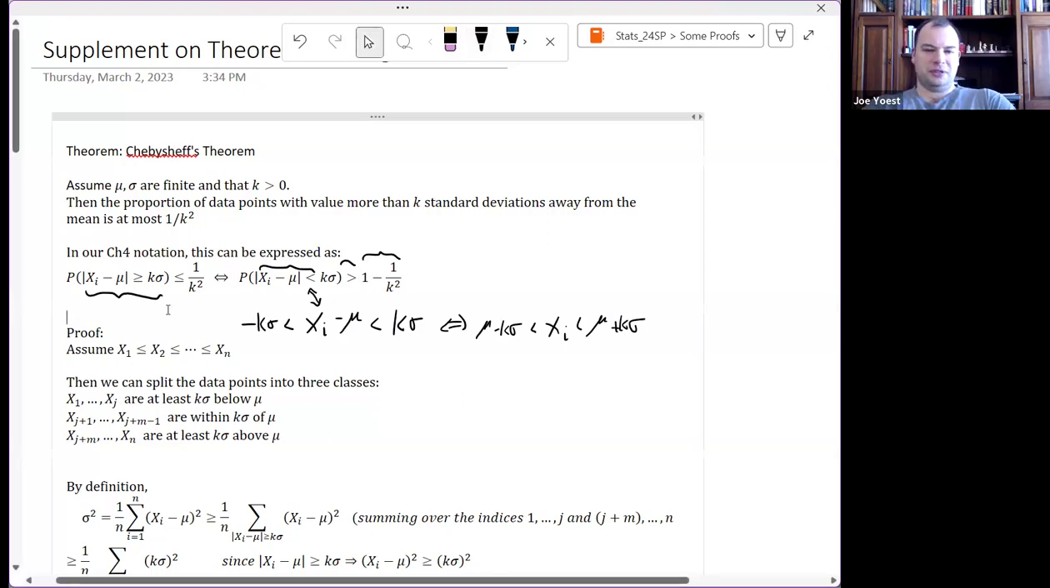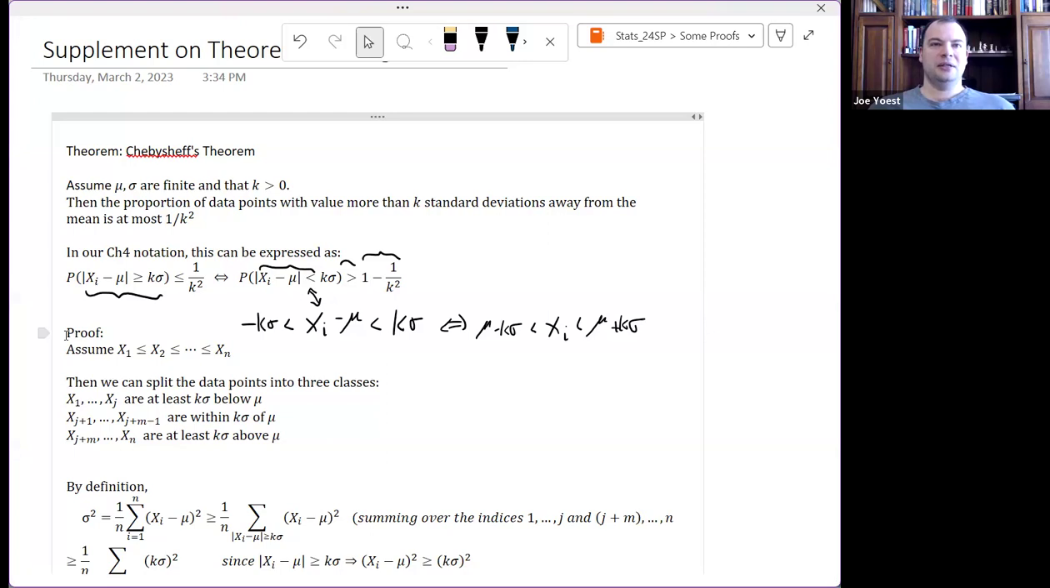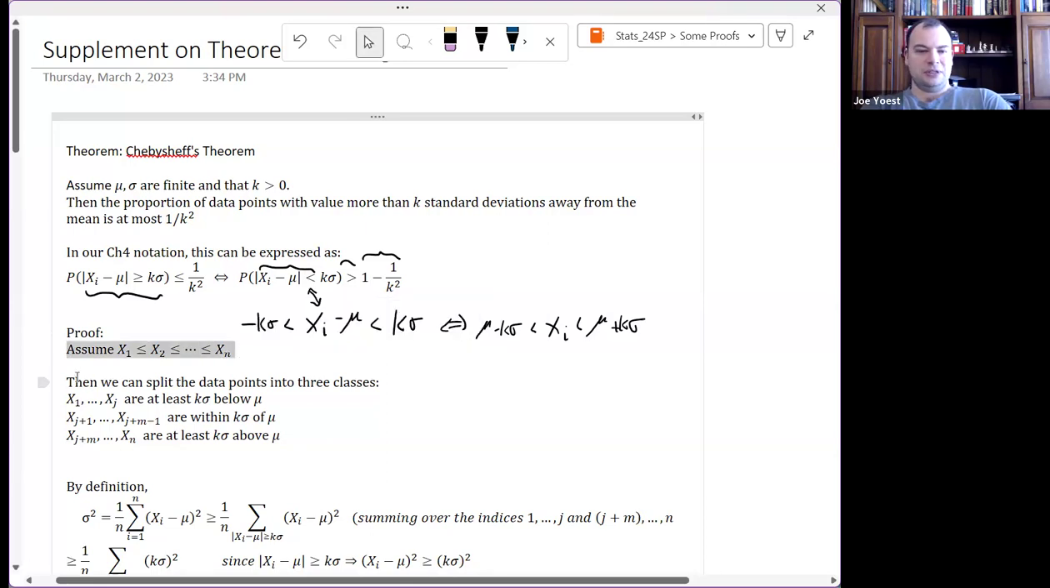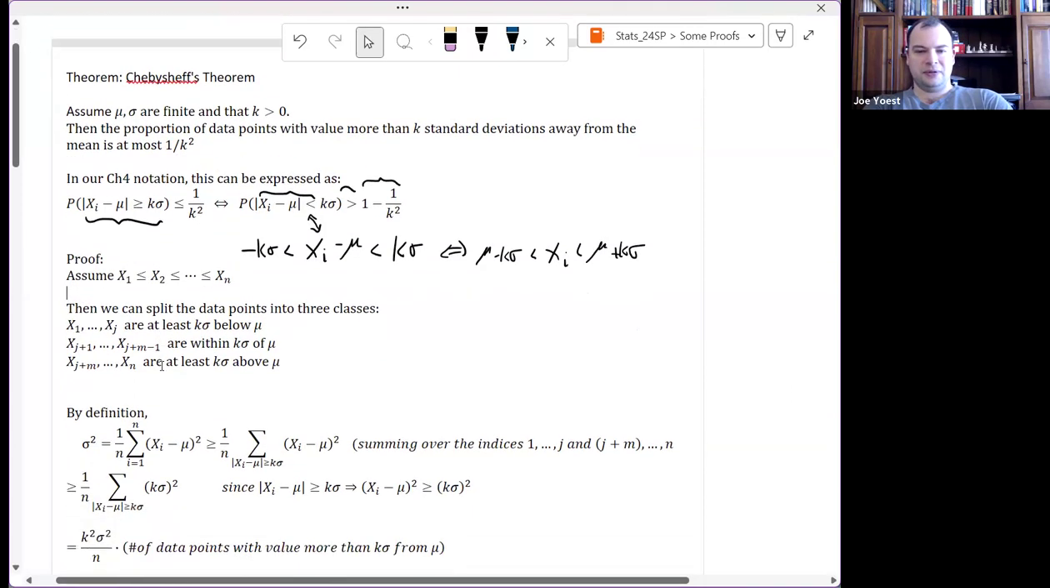So what does the proof of this look like? We didn't prove it, we just stated it. So let's go through the proof. This is an important idea, Chebyshev's theorem. It basically says we can't have arbitrarily many data points that have value far away from the mean. So let's assume that our data points are listed in increasing order of value, so that x1 is less than or equal to x2 and so on.